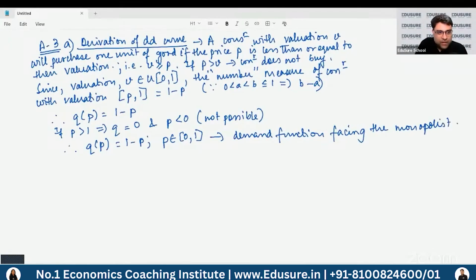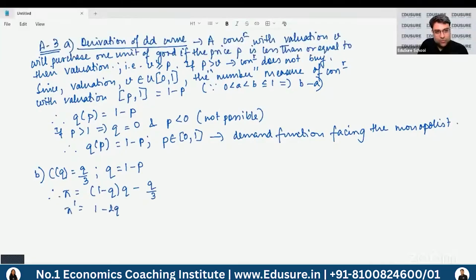That's part A. Part B is finding out the monopolist's price and profit level. The cost of the monopolist is Q by 3. The demand curve is 1 minus P. Therefore profit is (1 minus Q) into Q minus Q by 3. Derivative: 1 minus 2Q minus 1 by 3 is equal to 0, or 2Q is 2 by 3, Q is equal to 1 by 3. Is this clear? So the quantity of the monopolist is 1 by 3. The price of the monopolist is 1 minus Q, which is equal to 2 by 3.